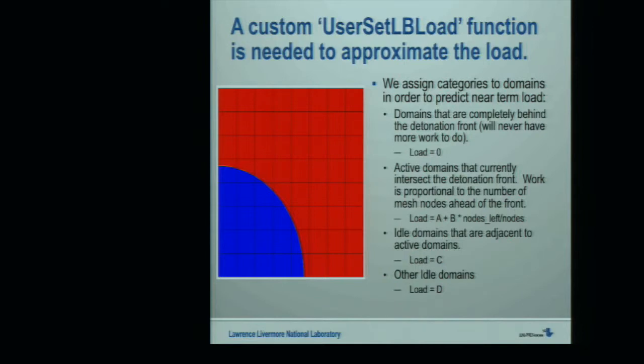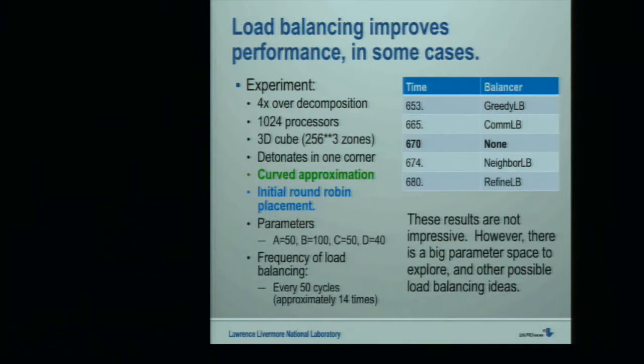I normalize that by how many nodes they had total. Then there are the ones that are nearby, neighbors of active domains, and they get a certain value because they're going to be busy soon. And then the rest I give another value because they will also be busy at some point. We don't know exactly when. This paid off in some ways. I wasn't completely overwhelmed with the results, but I think I can do better here.